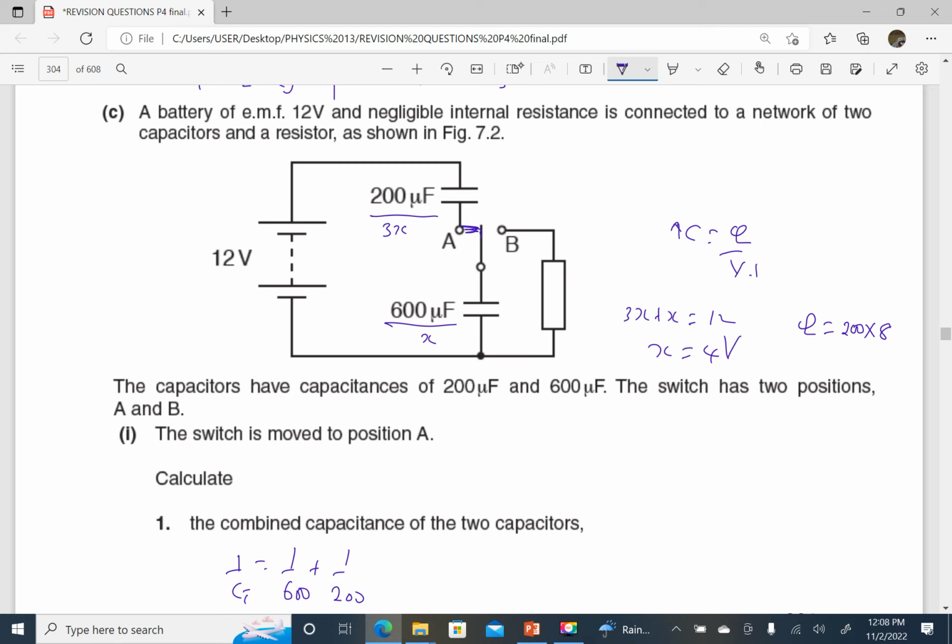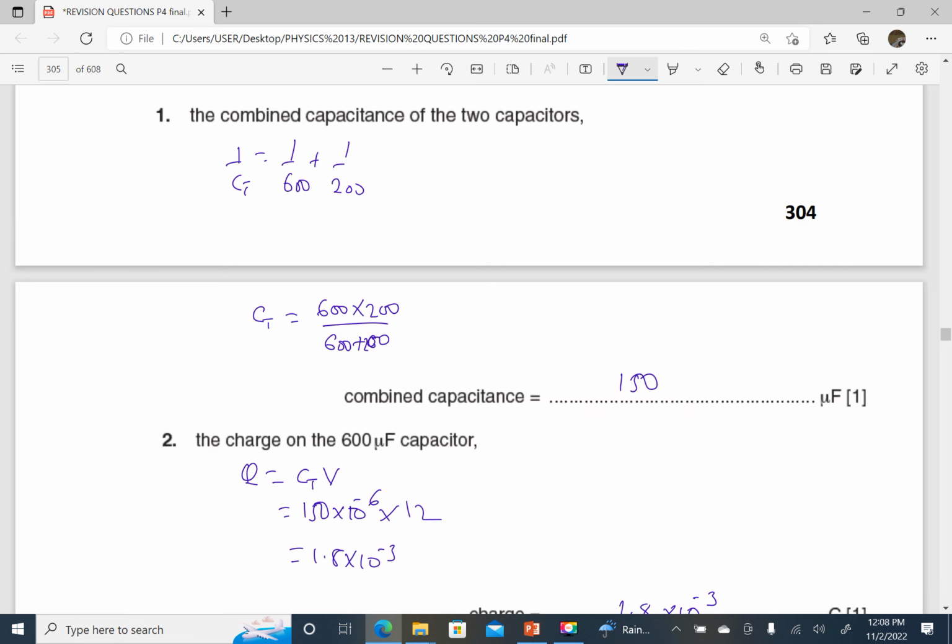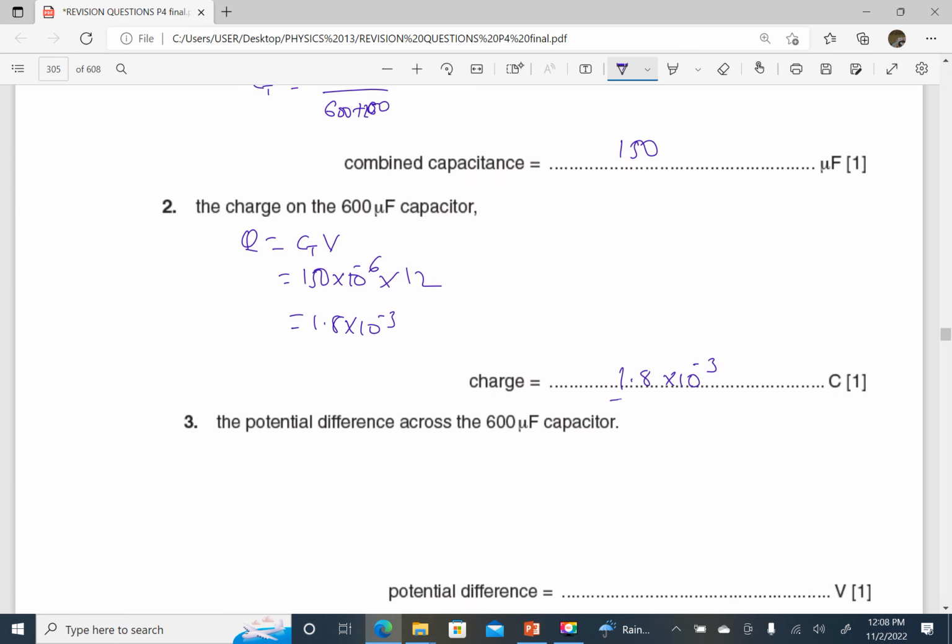Is it 8? Sorry, this is 3. So it is 200 times 9. Because if this is 3, 12 divided by 4x is 3 volts. PD across this is 3 volts, so across this one is 9. So charge will be 200 times 9. Remember, this is microfarad. So that is 200 times 10 power negative 6 times 9, which takes you back to the same answer, 1.8 times 10 power negative 3 coulombs.